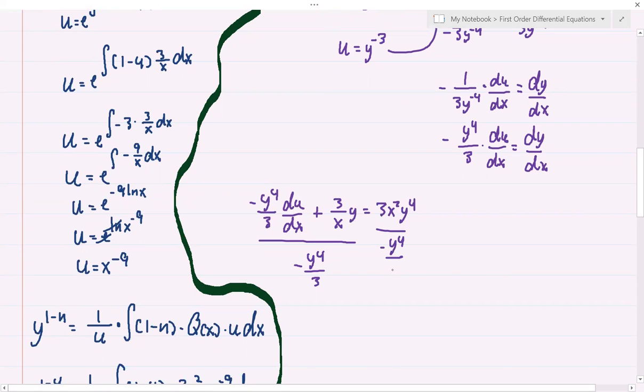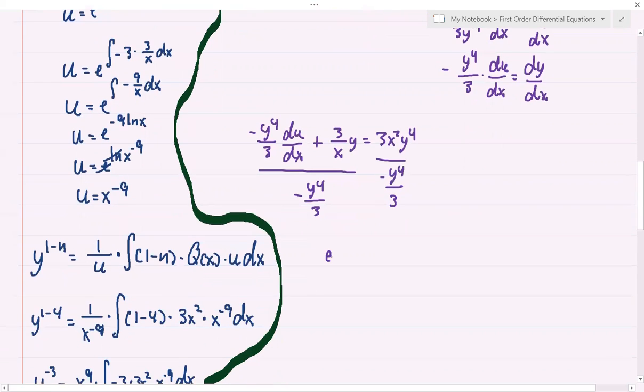So dividing the first term by negative y raised to 4 all over 3, we will have du all over dx. Next, dividing the second term, 3y all over x, by negative y raised to 4 all over 3. So 3y all over x all over negative y raised to 4 all over 3. We can reciprocate this one, so we will have 3y all over x times negative 3 all over y raised to 4.